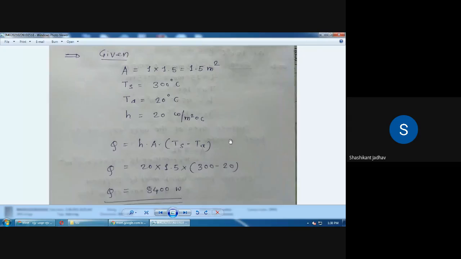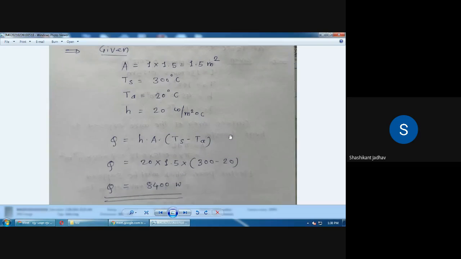Okay, so area is given 1.5 meter square, Ts is 300 degrees Celsius, Ta is equal to 20 degrees Celsius, h is 20 watt per meter square degree Celsius. So what is Newton's law of cooling? Q is equal to h A into Ts minus Ta. So h is 20, area is 1.5, Ts is 300, Ta is 20. From that we get the answer of 8400 watt. Okay, so this is the first problem.